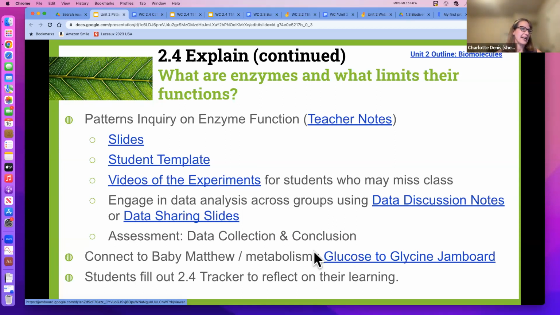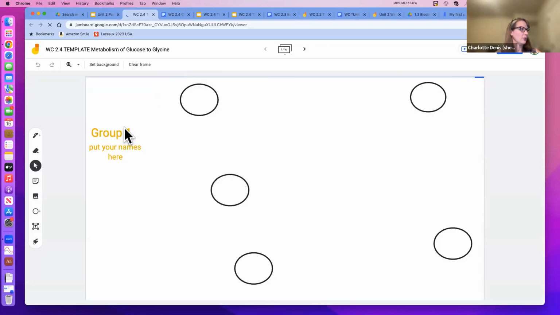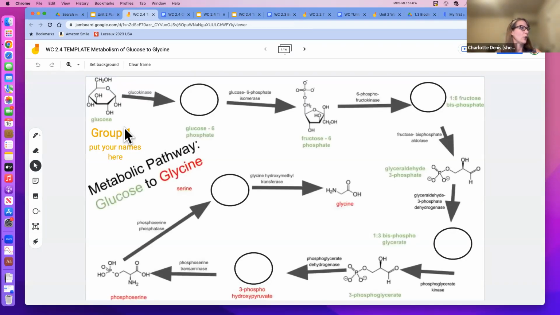And then after that is another thing that I built last year, during the CDL year, to reconnect the learning around enzymes to baby Matthew. Jesse Chamberlain helped me build this also. We wanted to demonstrate what a metabolic pathway looks like, because up until this point, we're talking about enzymes individually, separate from each other, and not talking about how they might work in a pathway.